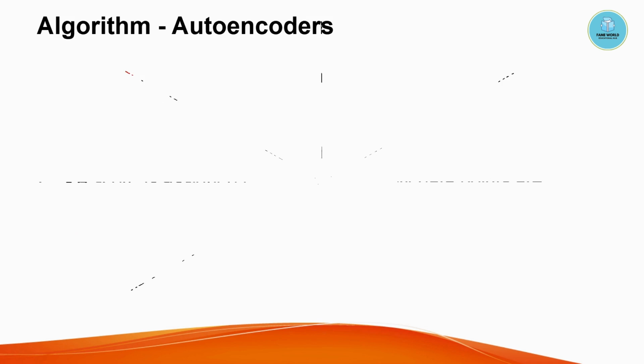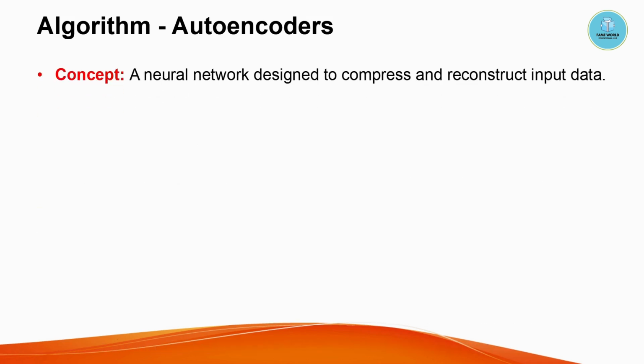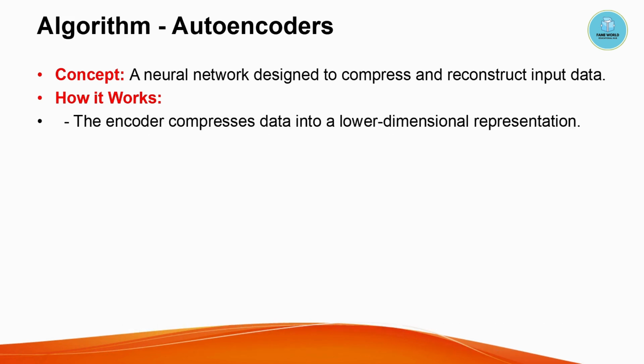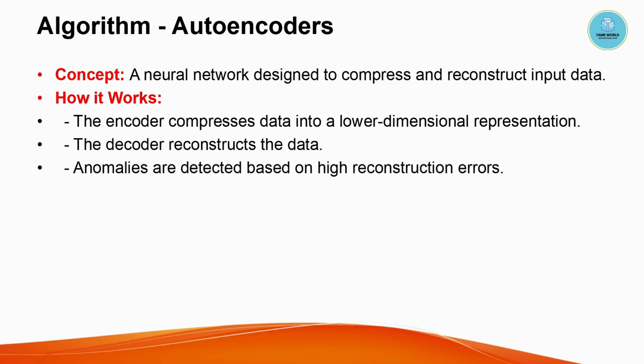Another powerful algorithm used is autoencoders. Autoencoders are a type of neural network used for unsupervised learning. They consist of two parts: the encoder, which compresses the data into a lower dimensional representation, and the decoder, which attempts to reconstruct the original data from the compressed version. Anomalies are detected based on the reconstruction error. If the error is high, it indicates that the model struggled to reconstruct the input, suggesting that the transaction is an anomaly.